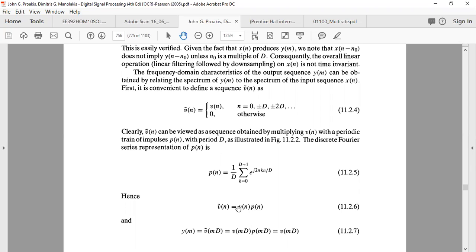So if you multiply v of n with p of n, p of n is basically given by this, and d is basically our decimation value, our downsampling value that we can use. So basically our sampled signal can be represented by this.